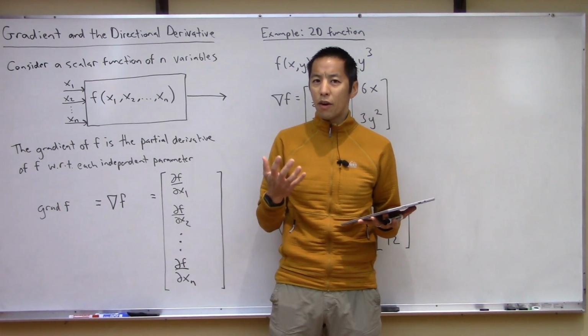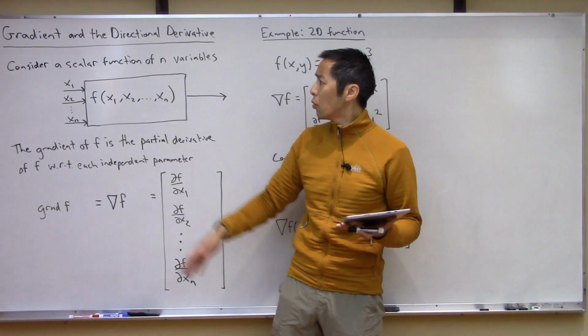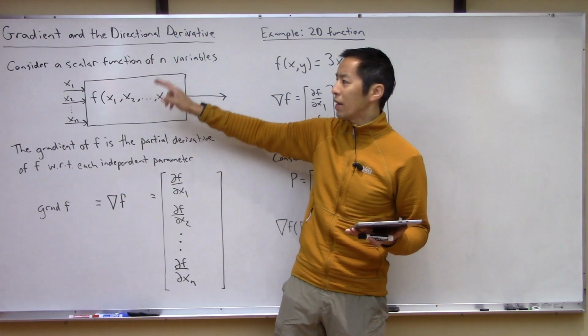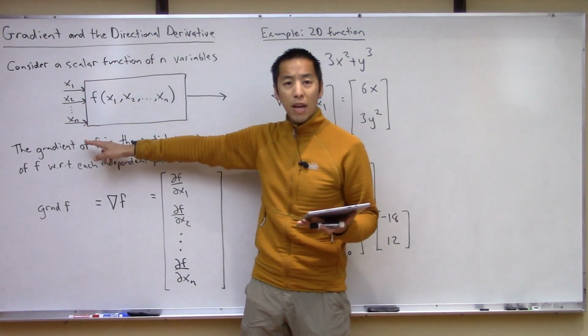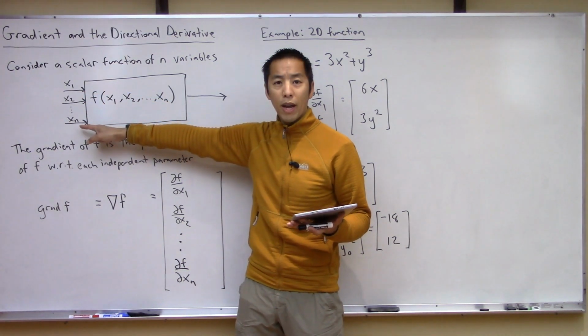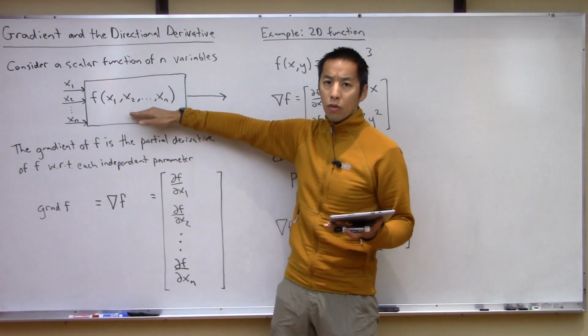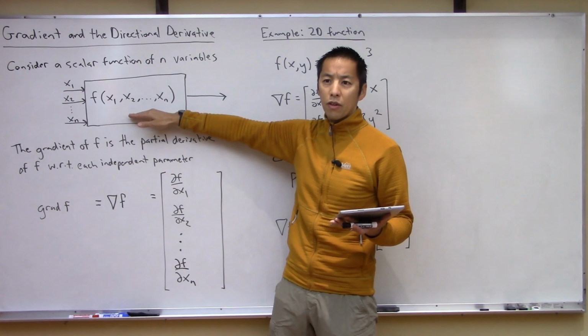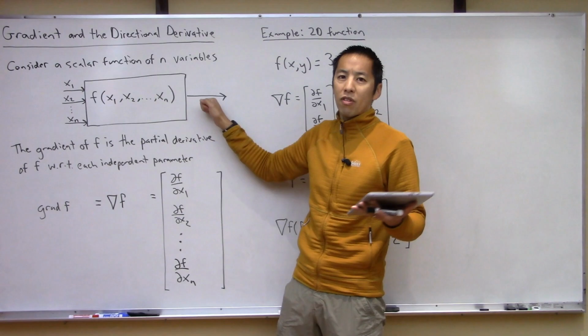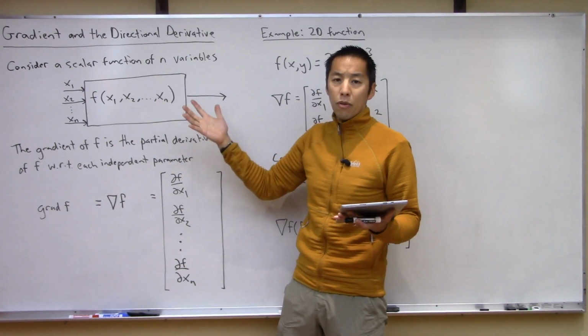We'll start with the idea of what is the gradient of a function. Let's consider a scalar function of n variables. So you have basically n different independent variables or inputs to this function. Let's call them x1, x2, all the way up through xn. You pass those n variables into the function. This function does something to them, and it spits out some scalar number. That's the idea with the scalar function.